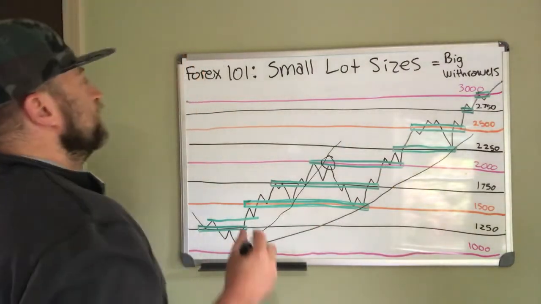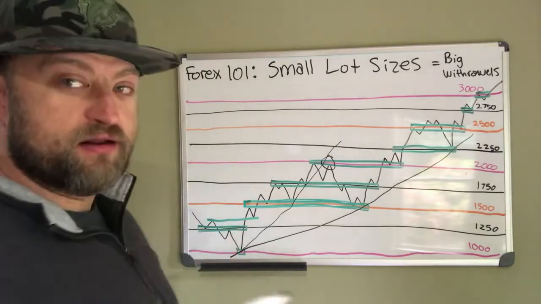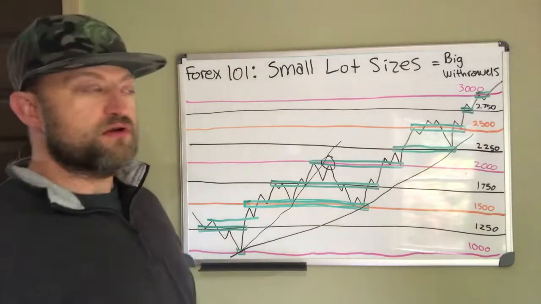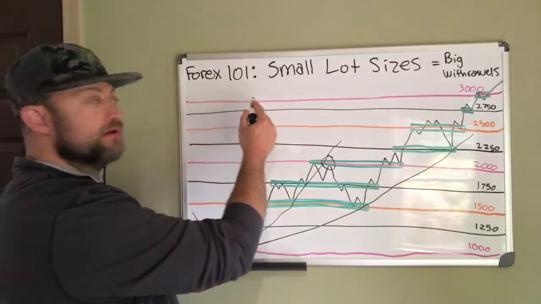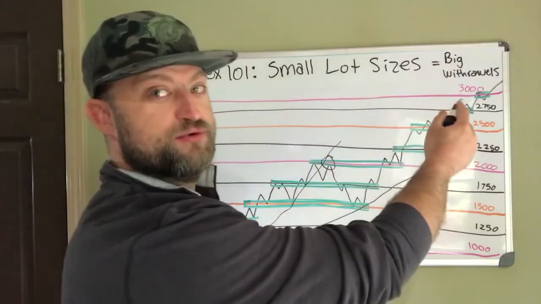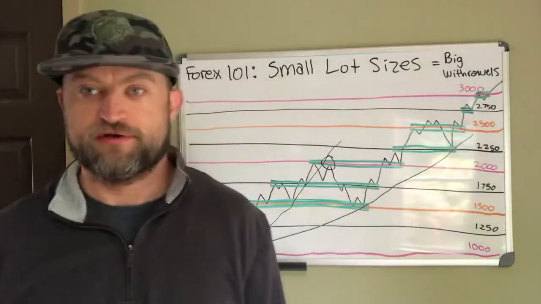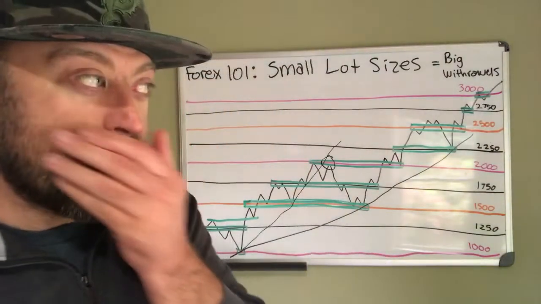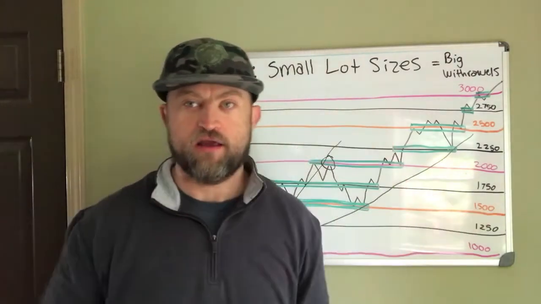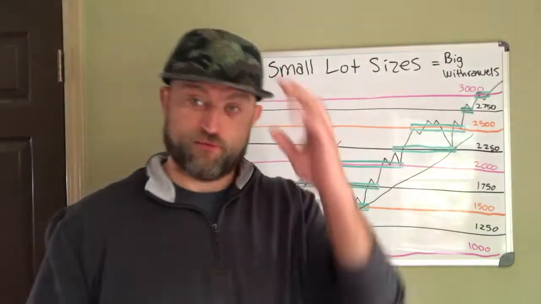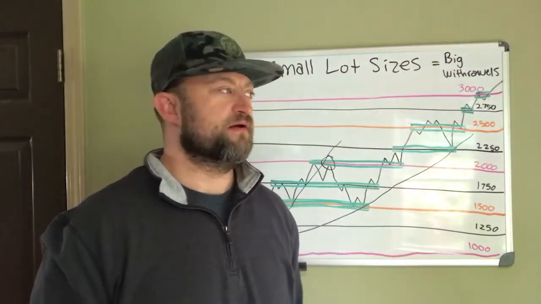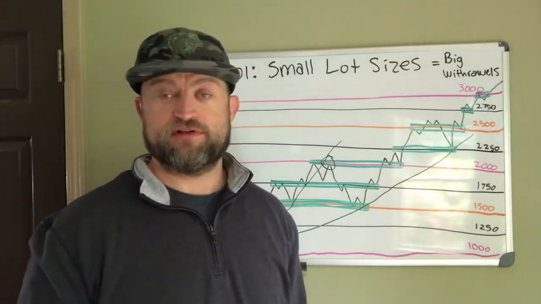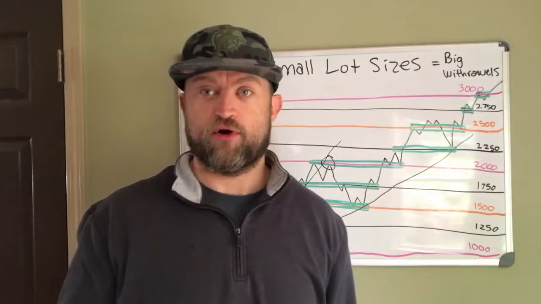Not that the other ones weren't, but the title of this video is gonna be something like basically Forex 101, small lot sizes equals big withdrawals. Big withdrawals. Now, what do I mean by that? What is the significance of that? Well, it's not about just making a killing on a trade and going ham on it. Maybe you get lucky sometimes, or maybe you get lucky a lot, but all it takes is just one bad trade to wipe it all out, right?